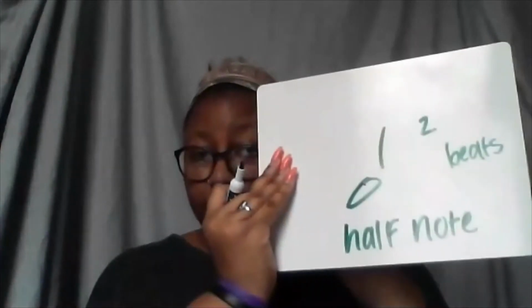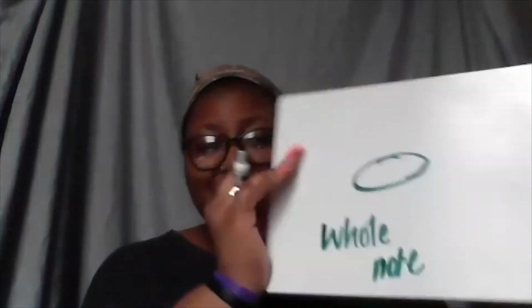And then what's after that one? It's your half note, and your half note equals two beats. And then last but not least is your whole note. I say whole because it starts with a W. Is your whole note, which equals 4 beats. Okay, 4 beats, okay?